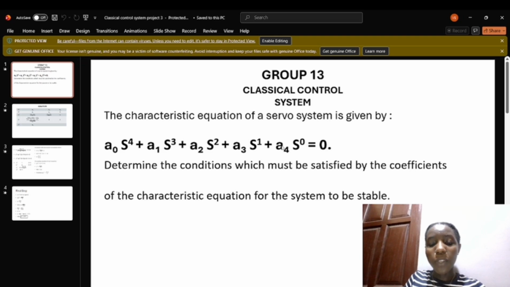So we use the RH method to solve this question, and my colleague will solve the question further. Thank you.